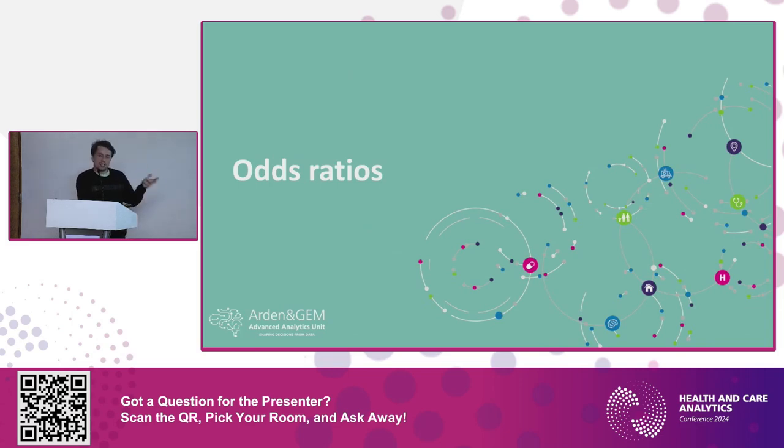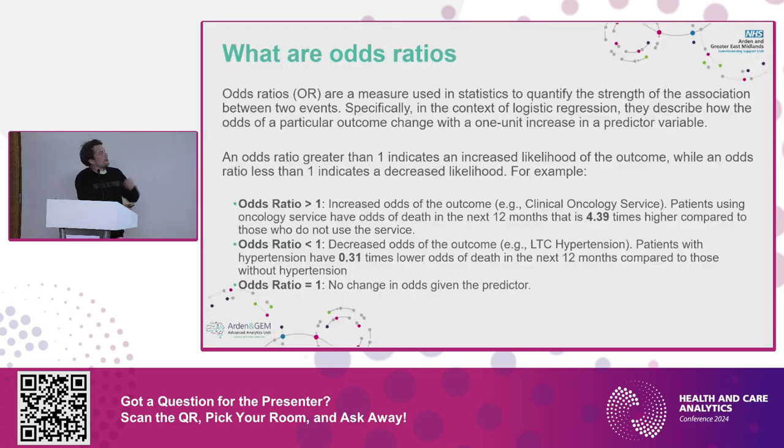In order to understand the outputs of a logistic regression, I think we need to understand odds ratios. So I'm just going to very quickly talk about those. You have a longer explanation of what odds ratios are, but I'm just going to very quickly talk about it in my own way.